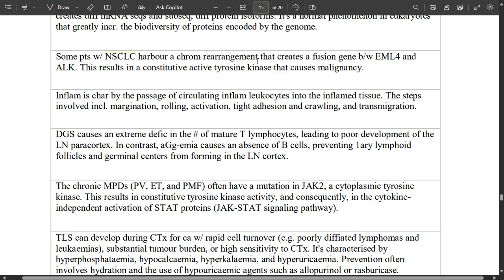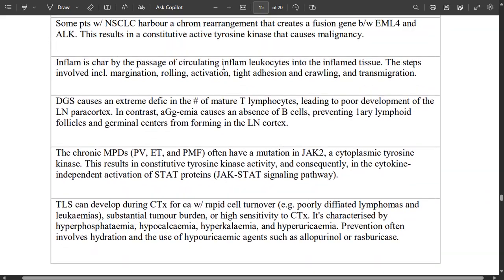So in non-small cell lung cancer, EML4 and ALK combine, or a fusion gene is formed. This results in a constitutively active tyrosine kinase that causes malignancy.